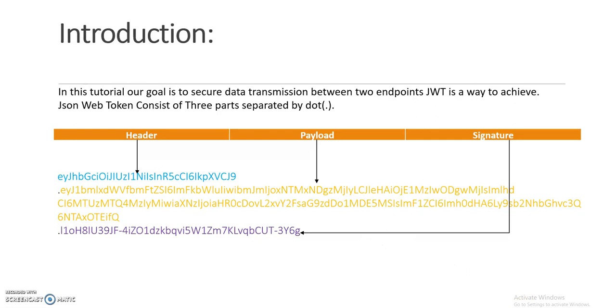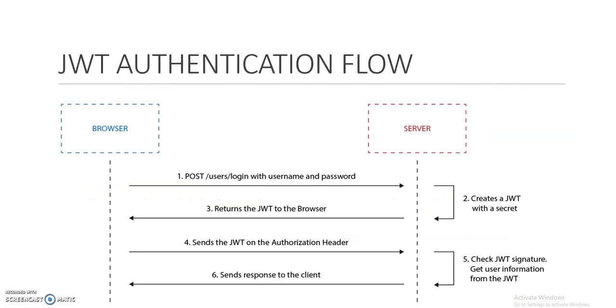To achieve that, we are going to see how this request happens between the browser and the server. From the diagram you can see the user enters his credentials and it requests to the server. The server generates a JWT with a secret and returns it back to the browser. Then we send the JWT in the authorization, and the server side checks the JWT signature, gets the user information from the JWT, and responds back to the client. So this is the process which happens when we authenticate with JWT token.